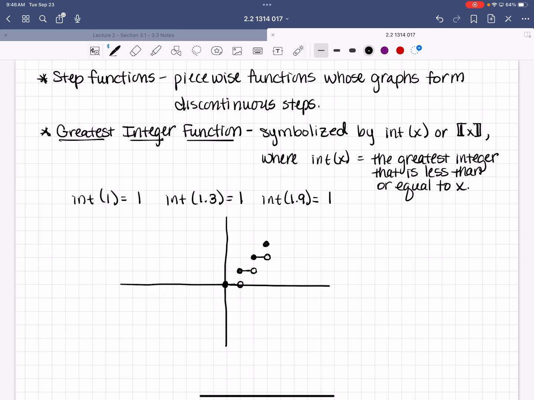And then for 3.1, 3.2, 3.3, all of those, I stay at 3 until I get to 4. And at 4, I jump, right? I keep going. That's why it's called a step function. Your greatest integer function, this is y equals the greatest integer of x right there. That's what that function is. Okay?